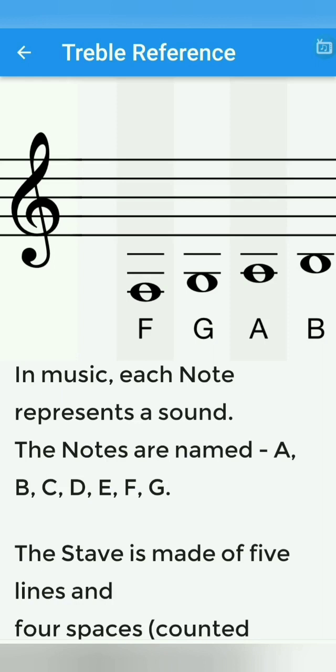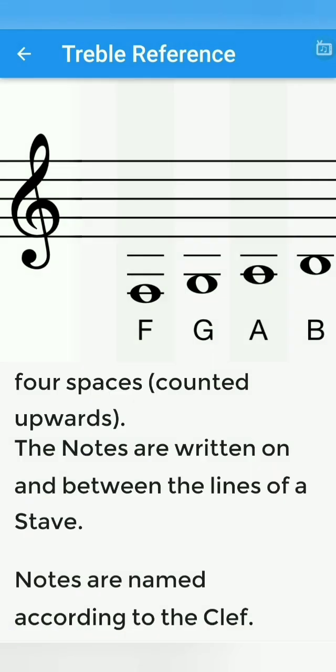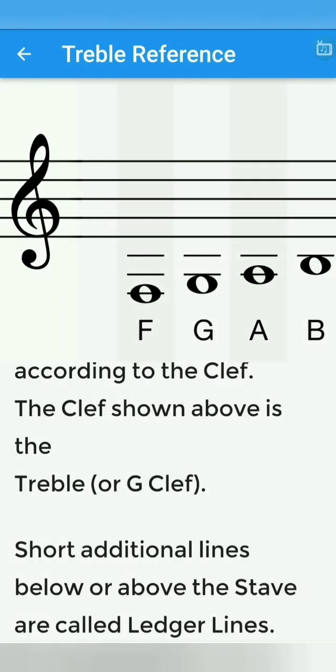The staff is made up of 5 lines and 4 spaces, counted upwards. The notes are written on and between the lines of a staff. Notes are named according to the clef. The clef shown above is a treble clef, also known as the G clef.